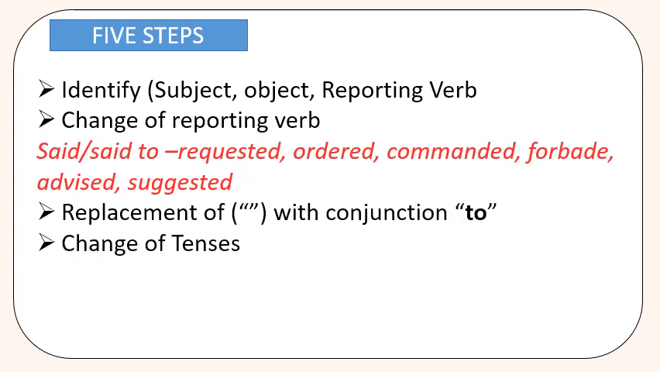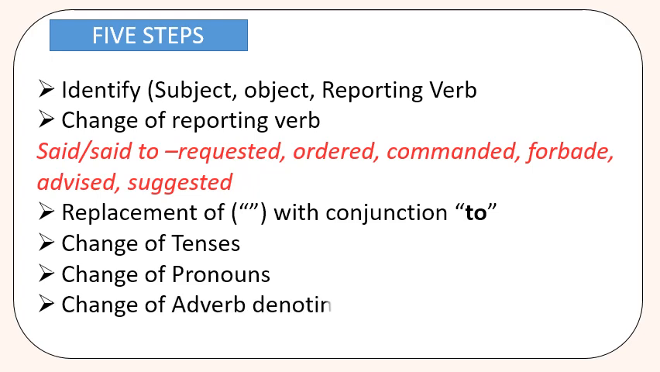Number 4, change of tenses. Number 5, change of pronouns. First person will change according to subject of the reporting verb. Second person will change according to the object of the reporting verb, and third person will remain as it is. Last is change of adverb denoting place and time.